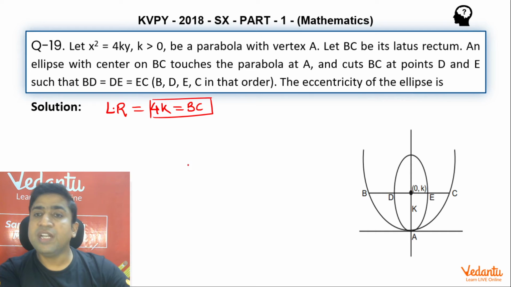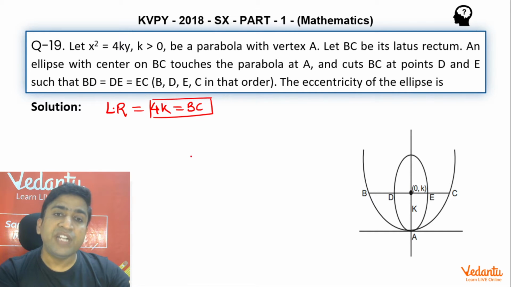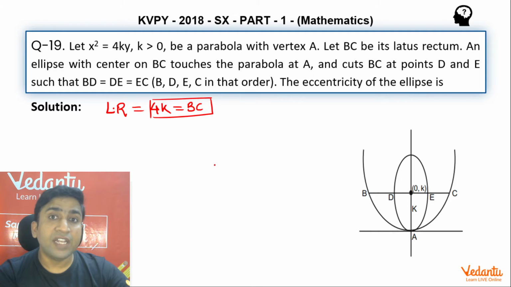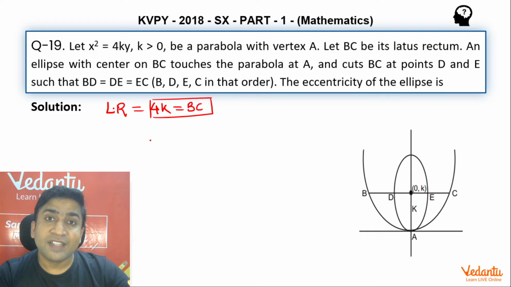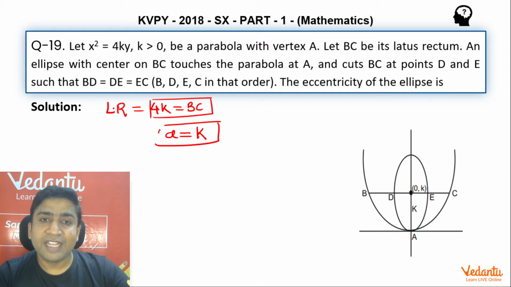Now, as per the question, there is an ellipse having center on BC that touches the parabola at point A. The moment they tell me an ellipse is touching the parabola at point A, with respect to the parabola, I hope all of you will agree it's a vertical parabola, so it is a vertical ellipse. The ellipse with center on BC touches the parabola at point A, which means that with respect to the ellipse, the value of a is nothing but k.